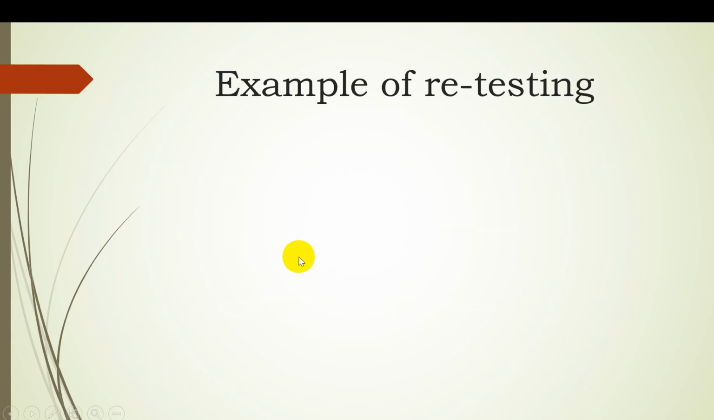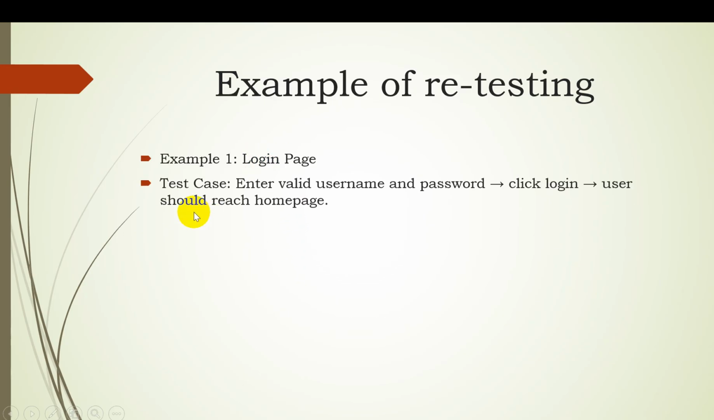Now let's move toward an example. We'll see one example and that will help you understand. So we'll take the example of the login page. There we can assume the test case: enter a valid username and password, click login, and the user should reach the home page. I hope everyone knows this is the flow. It is a very easy flow. If you see any kind of application, we have a login page.